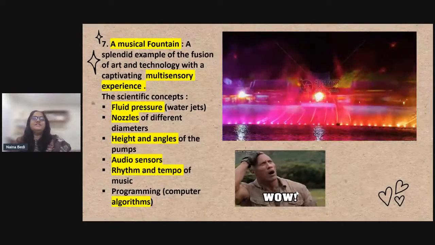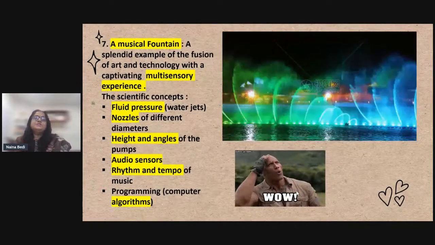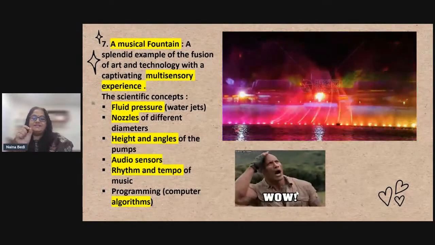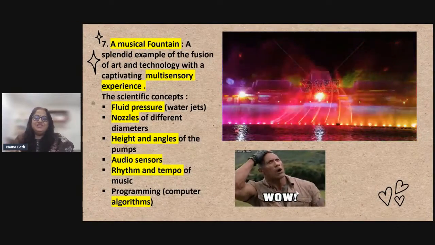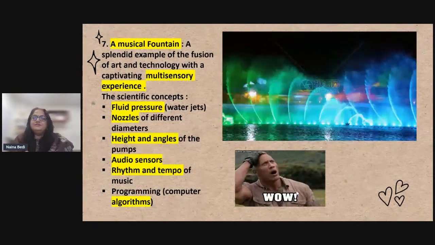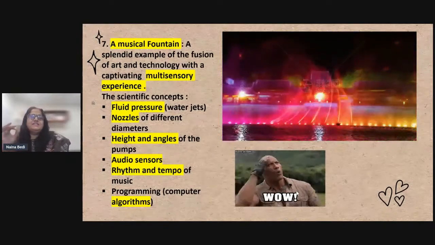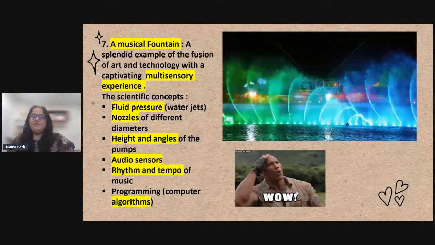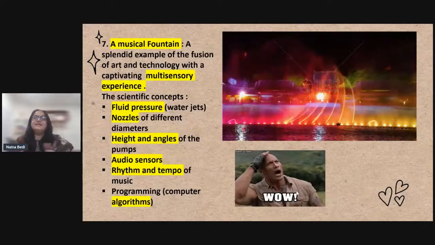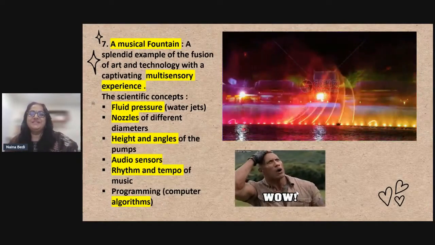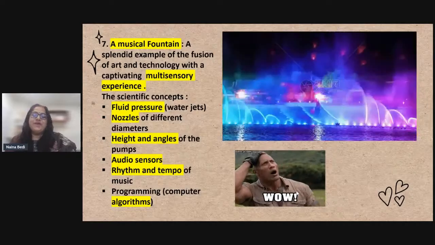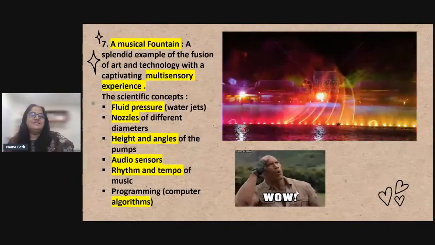The technology gives the power, and it controls the flow of the water through jets, different jets with different diameters. It is technology and engineering together. Math here ensures that it is perfectly timed with the music. And finally, you get a masterpiece, and that is a visually stunning fountain of music. So, this is the example where you can meet STEAM.